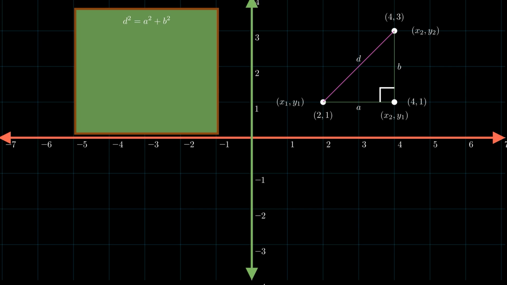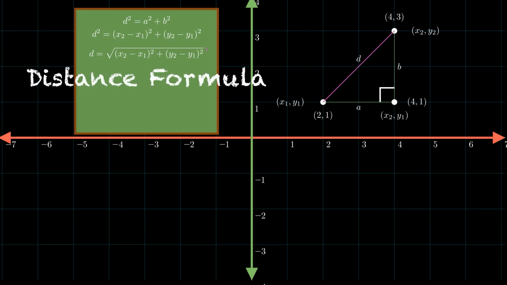So we can substitute the values of A and B into the Pythagorean theorem like this. Finally, by taking the square root of both sides, we can find the distance between the 2 points. This formula is known as the distance formula, and it is used to find the distance between 2 points in the Cartesian plane. Let's now calculate the distance d between the 2 points using the distance formula. After substituting the values of x and y into the formula, we get distance equals 2.83 units.